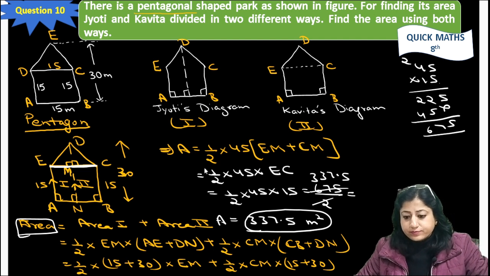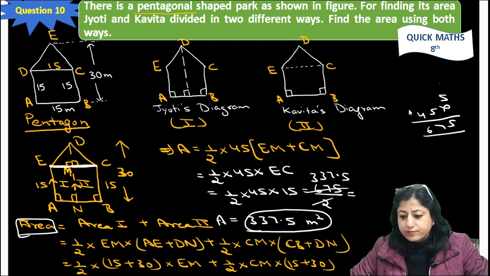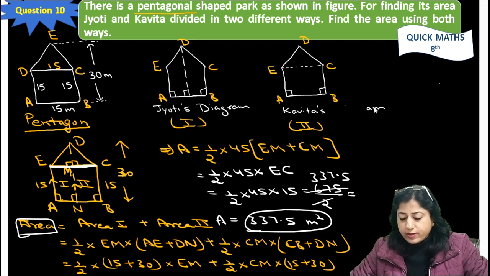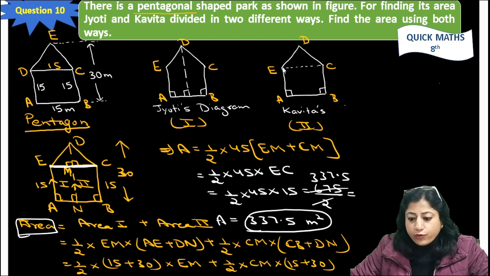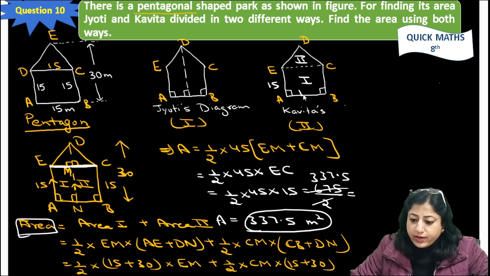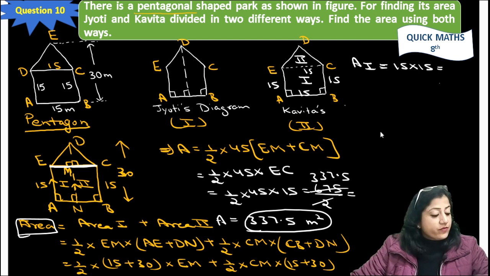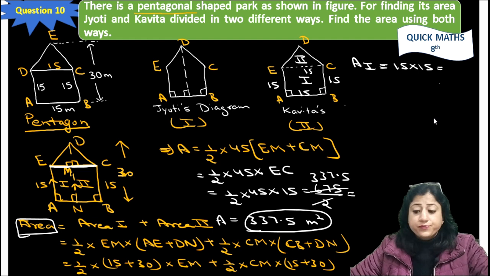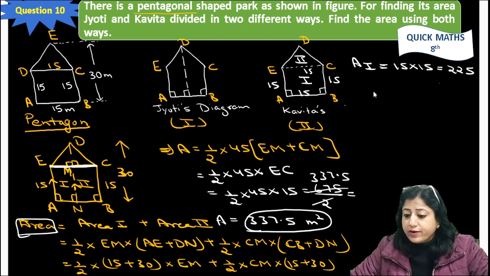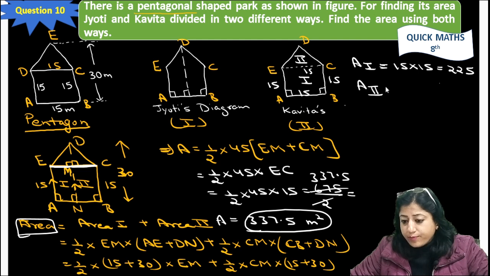Now for Kavita. Kavita divided it into two parts. This is the first part, this is the second part. The first part is just a square. So the area of the first part according to Kavita is 15 into 15, which is 225. The area of the second part, it is a triangle.